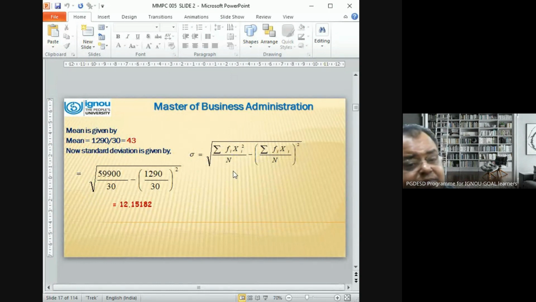Mean is simple. 1290 divided by 30 is equal to 43. Standard deviation is under root of summation of Fx square divided by n minus (summation Fx upon n) power 2. See, 59900 divided by 30 minus (1290 divided by 30) whole square. After calculating and simplifying it, we will get 12.515 as the standard deviation.